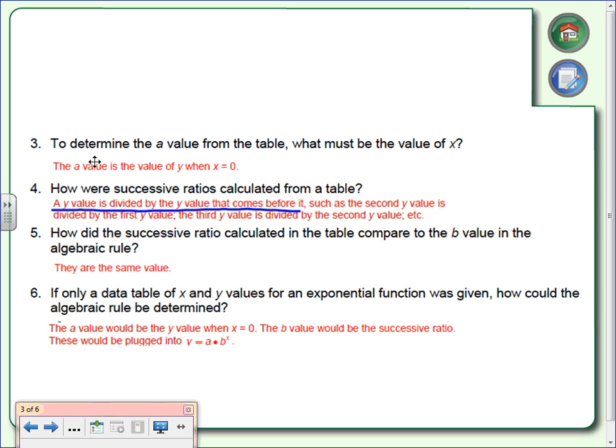As a matter of fact, that quiz that I was talking about earlier, that's what you're going to have to do for me. I'm going to give you a table, and from that table, you're going to have to give me the equation. In order to do that, you're going to need to know where you find the a and where you find the b. Where are we going to find the a again? Next to 0. And where can we find the b? Successive ratio. That's all it is. Those two things.